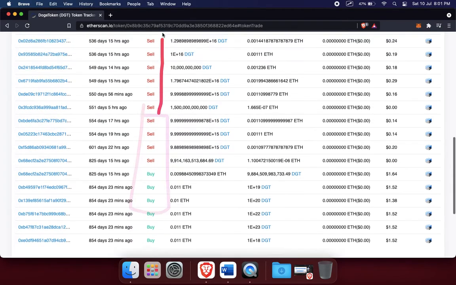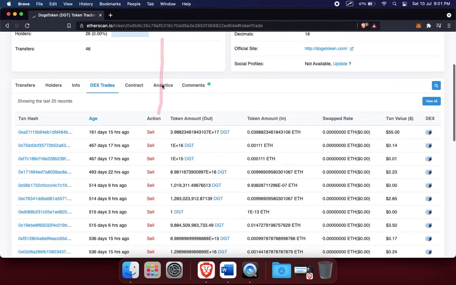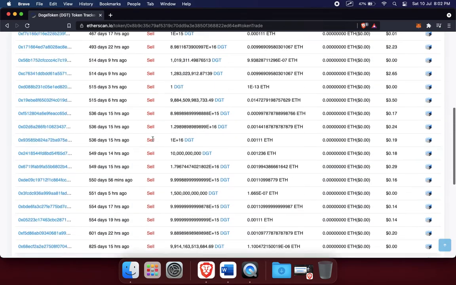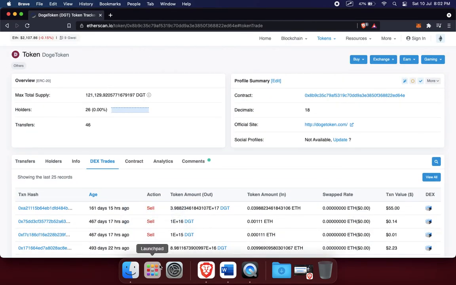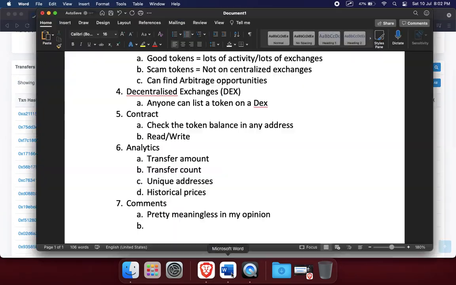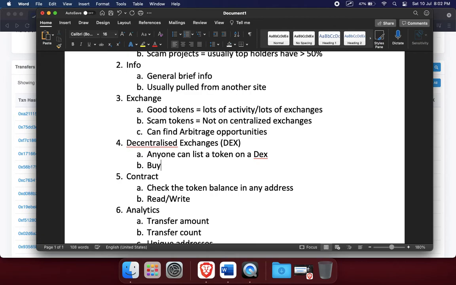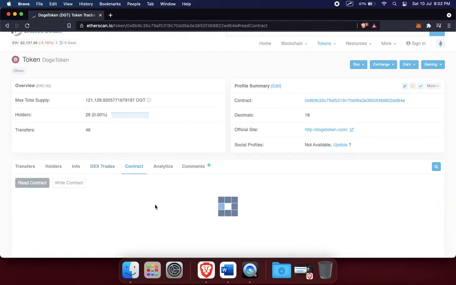So it's probably just a big scam. Anything that looks like that is just a scam, right? Just look at the buys and sells. I forgot to add that in. So under DEXs, you can see buy and sell activity. You want to see whether there's a lot of activity going on. Here there isn't much.